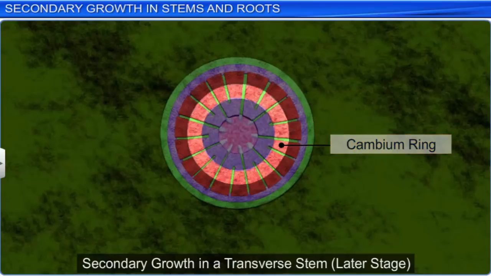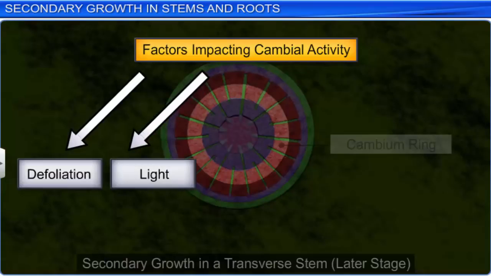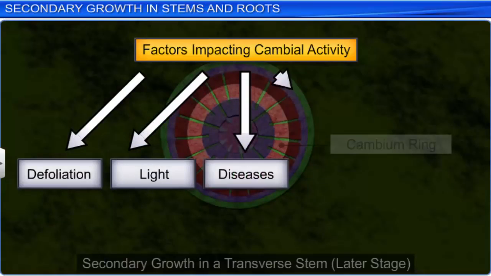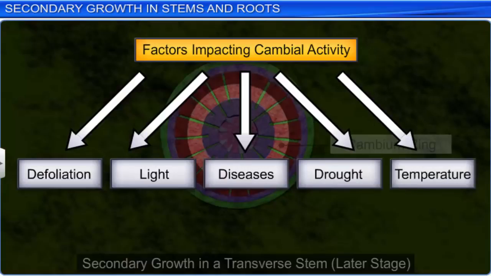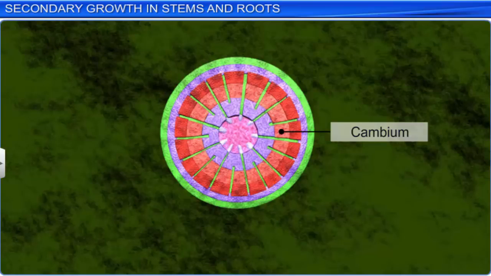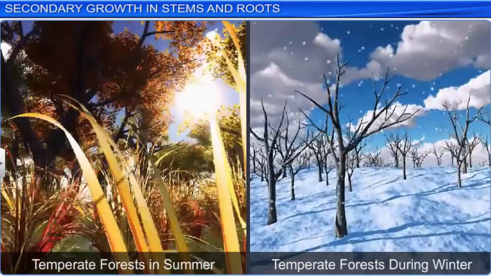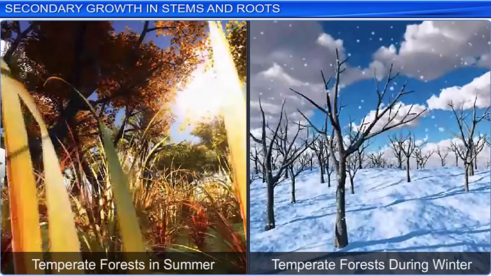This cambium activity is impacted by several physiological and environmental factors such as defoliation, light, diseases, drought, and temperature. During some seasons, the cambium divides actively, while during other seasons its activity slows down. Consider the example of the temperate regions, where climatic conditions are not uniform throughout the year.